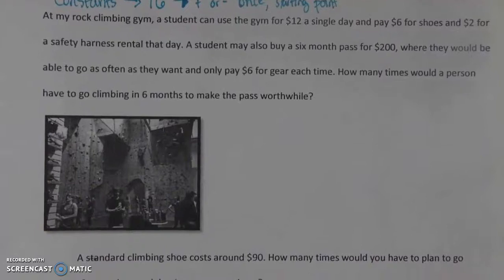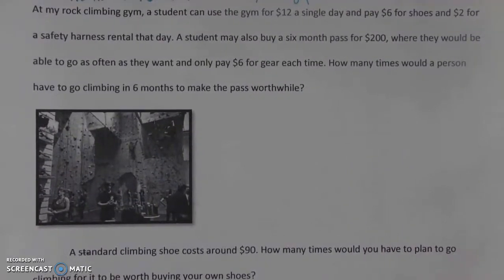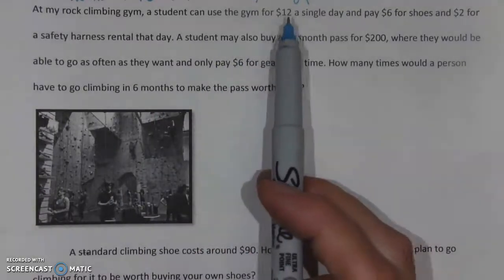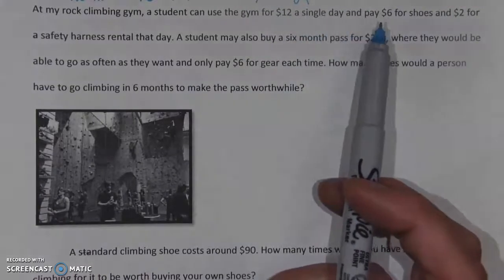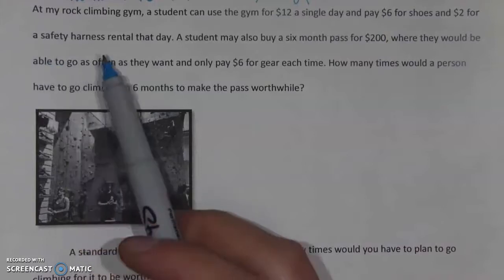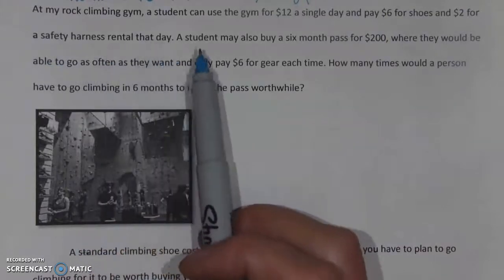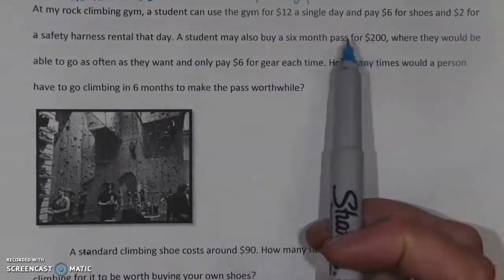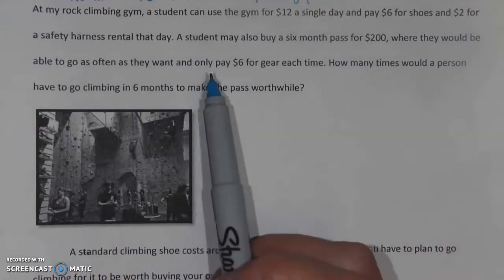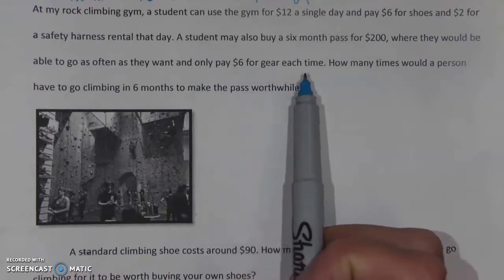We're actually going to do this with what I do, and that's generally for budgeting. So let's look at rock climbing. At my rock climbing gym, a student can use this gym, which looks like this. It's very rock climbing specific. And they can use that gym for $12 in a single day and pay $6 for shoes and $2 for a safety harness rental that day. You could also, as a student, buy a 6-month pass for $200, and you'd be able to go as often as you want and pay $6 for gear each time.